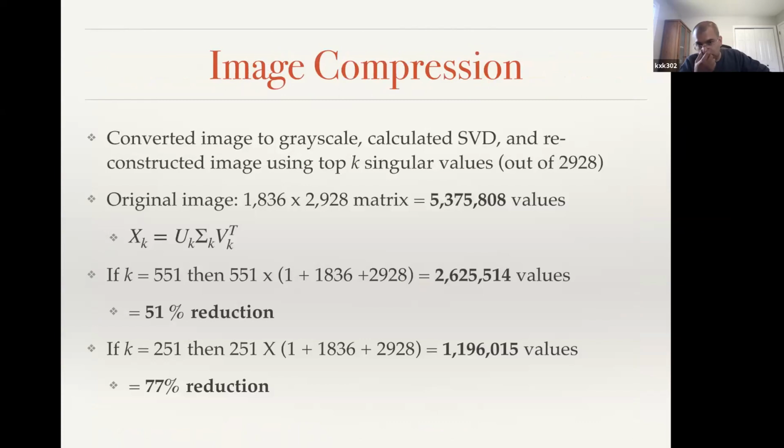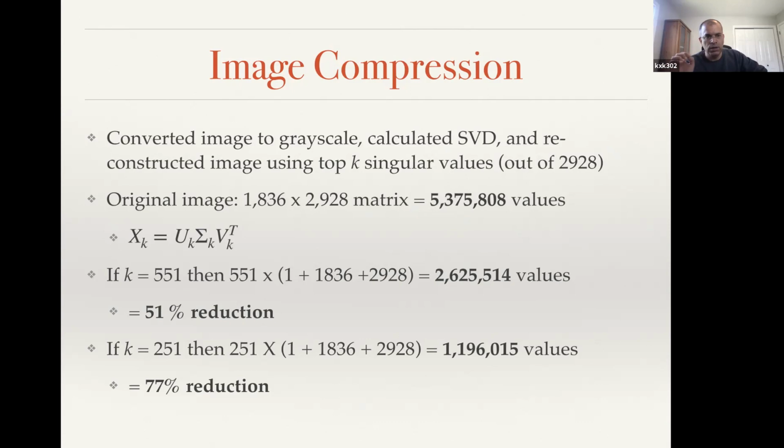So what does that mean? Okay, so we converted the image to grayscale. We calculated singular value decomposition, and we reconstructed the image using the top K singular values out of 2928. So the original image is like a 1836 by 2928 matrix. So it has 5,300,000 values. Values could be a byte or whatever.